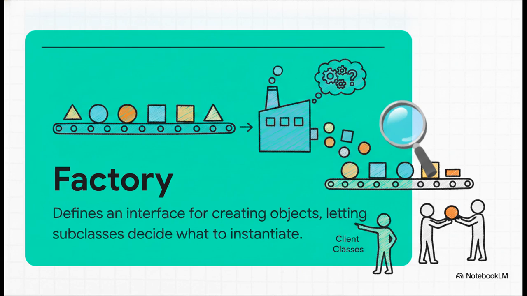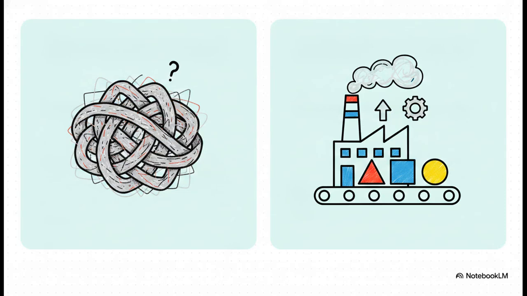You can think of this as a centralized manufacturing plant for your objects. Rather than a client class explicitly calling a constructor to make an object itself, it just asks the factory to do it. The factory then takes a look at the parameters, makes the call, and decides exactly which subclass to instantiate and return. By comparing these two approaches side by side, we can see exactly how the factory pattern removes all that messy conditional logic from your core business code.